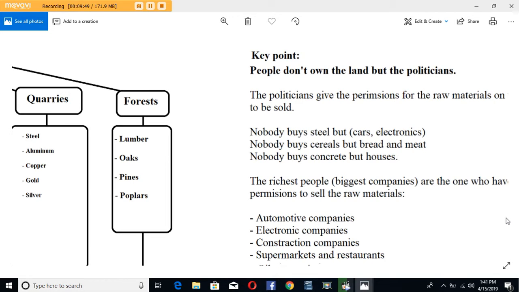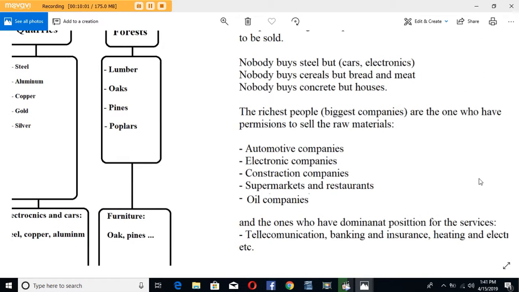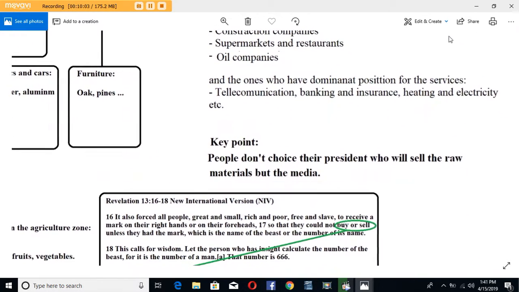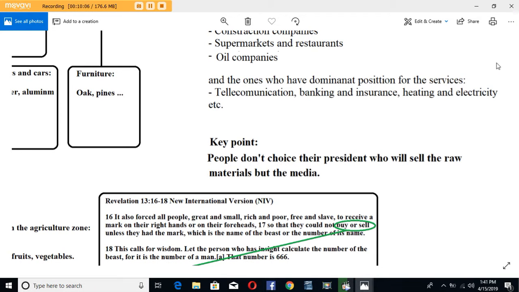The richest people or companies are the ones who have permission to sell the raw materials. It includes automotive companies, electronic companies, construction companies, supermarkets and restaurants, petrol companies. The list of richest companies also includes the ones who have a dominant position for the services, such as telecommunication, banking and insurance, heating and electricity. The biggest deception is that people don't choose their president who will sell the raw materials, but the media.